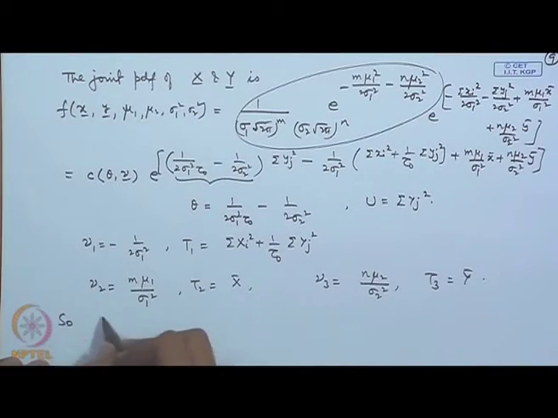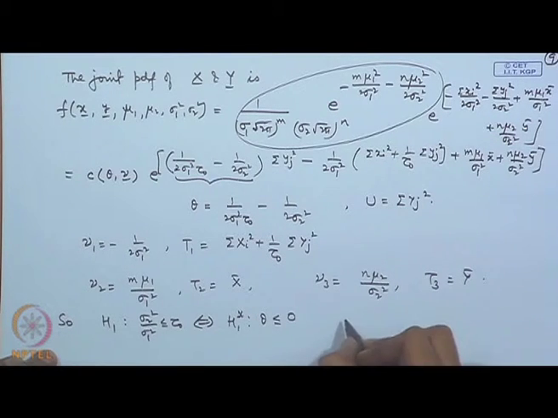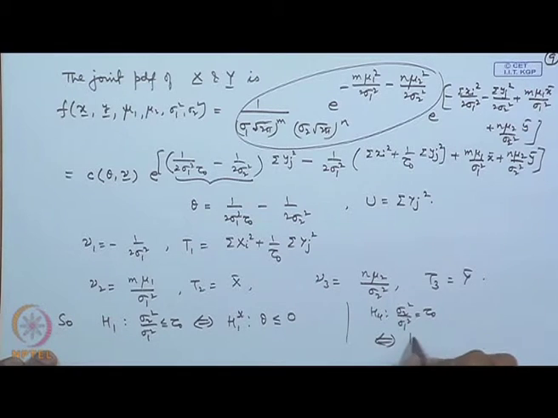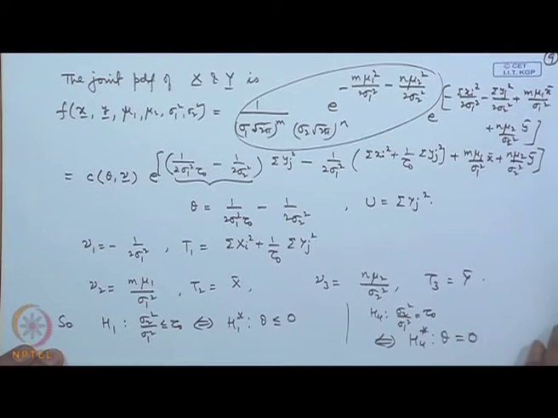So, H 1, sigma 2 square by sigma 1 square less than or equal to tau naught, is equivalent to, say, H 1 star: theta less than or equal to 0. And similarly, H 4, that is sigma 2 square by sigma 1 square is equal to tau naught, is equivalent to H 4 star: theta is equal to 0. So, we can derive the UMP unbiased tests.